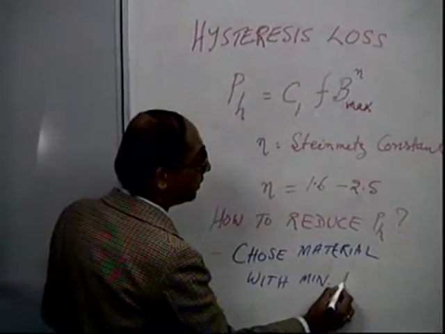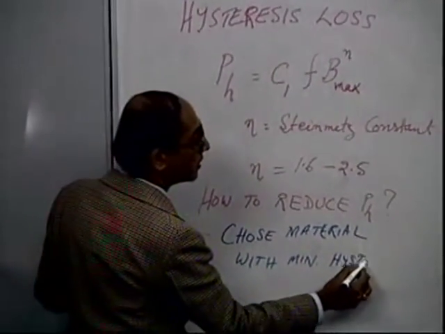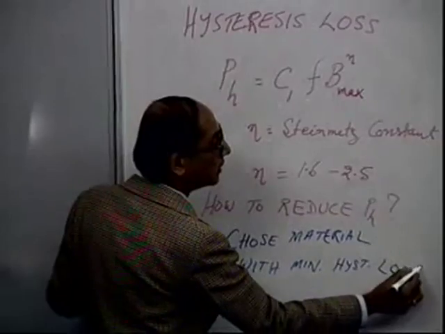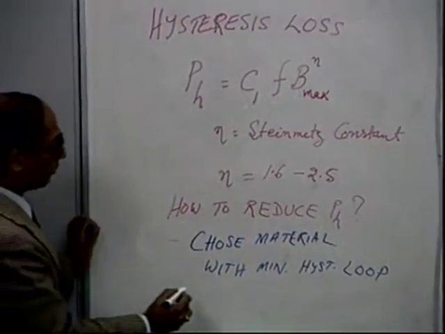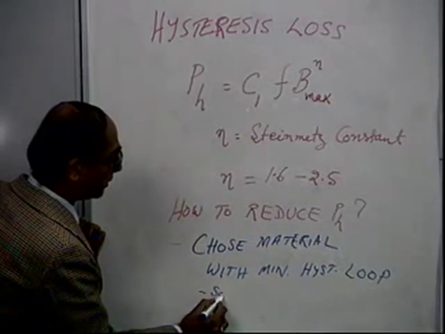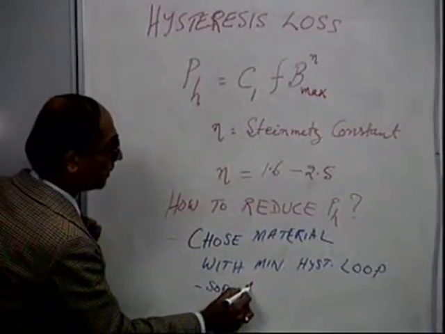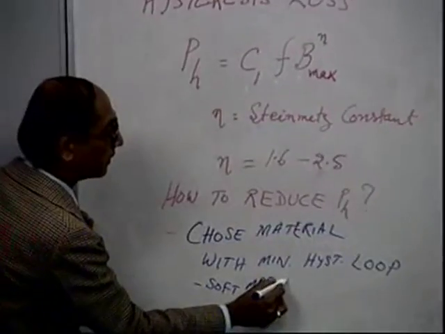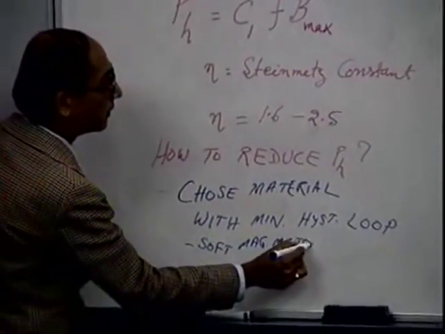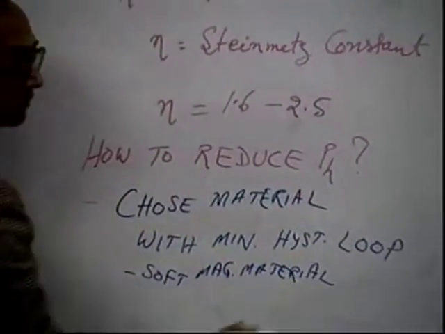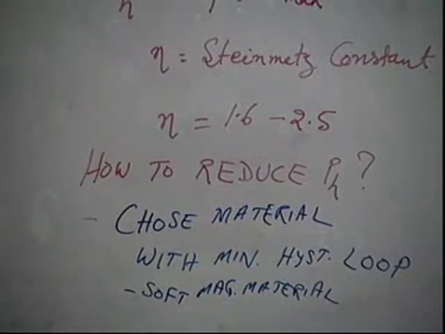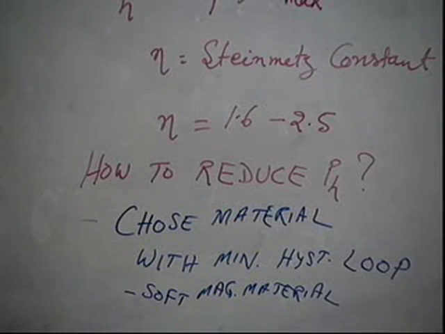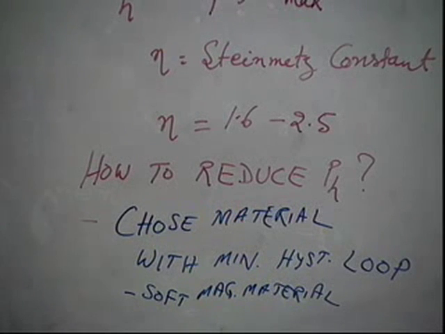Minimum hysteresis loop. Okay, that means you must have a very good material, basically soft magnetic materials. Okay, so we would like to do it like this.